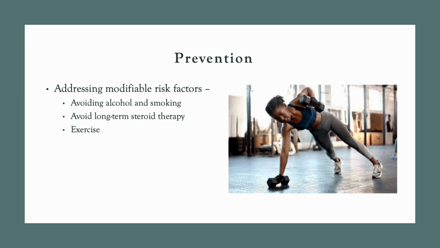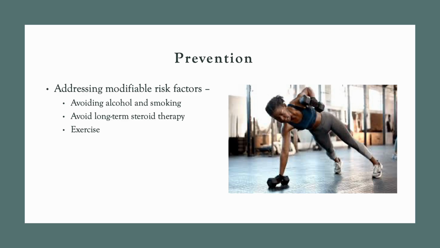Addressing modifiable risk factors is the best method for preventing osteoporosis. Genetic predispositions such as gender, postmenopausal status, and parental fracture history are non-modifiable risk factors. But a good way to balance these risk factors, if they are present, is to address other risk factors.